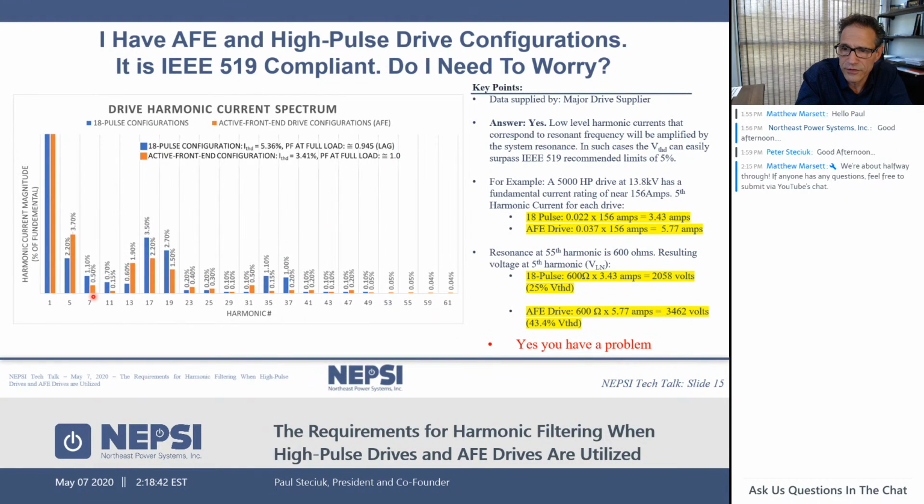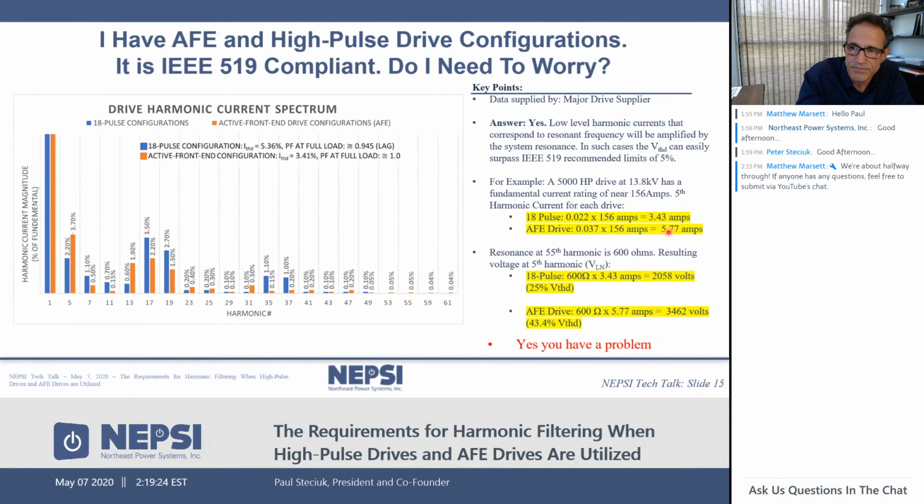So I have done the calculations for the condition of the 5th harmonic resonance that we previously showed. What we show here is that the 18-pulse drive will put out 1.1% of distortion at the 7th and 2.2% at the 5th. And it's the 5th that we're concerned about here. So I've done the calculations over here. For the 18-pulse drive, I have 2.2% harmonic distortion based upon its fundamental current of 156 amps here, and I have a result of 3.43 amps. For the AFE drive, the active front-end drive, I have 5.77 amps.